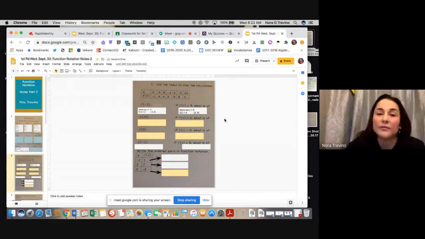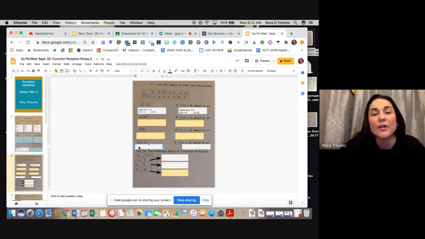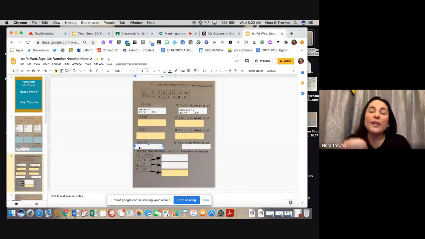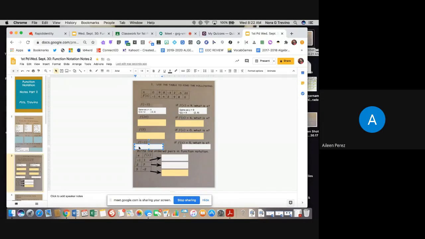So it's just a matter of knowing who they are giving you, because that's who you have to go look for on the table. Okay, how about this one? They're trying to trick you. F of -1. Who's -1? The y.